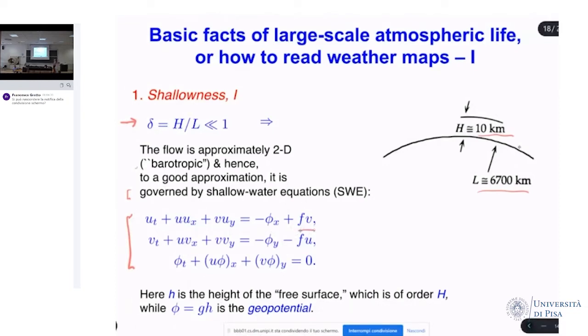So it's a very simplified version of Euler equations, okay? In which you have an additional term. So shallow water equations would be in general without this F would be equal to zero. This F is called the Coriolis parameter. So this is a material derivative of the eastward velocity. Phi is the so-called geopotential, so it's essentially the height of the free surface multiplied by the acceleration of gravity.